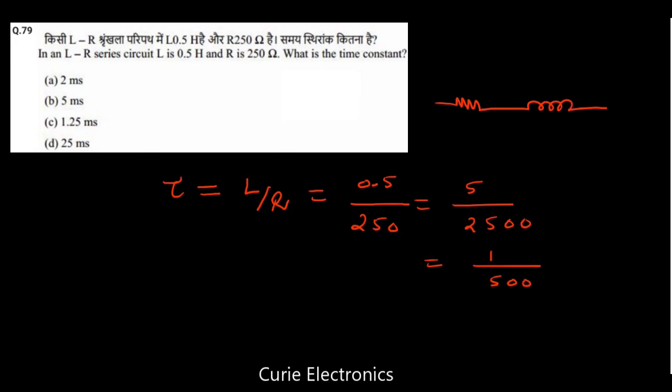So this is equal to 1 upon 5 multiplied by 1 upon 100. What is 1 upon 5? It's 0.2. 0.2 multiplied by 0.01 is equal to 0.002. 0.002 is the answer.